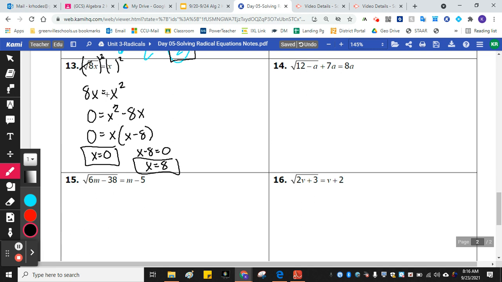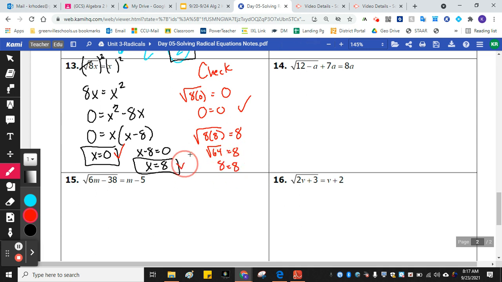And you should have done this in algebra. Hopefully you remember it. That was a big part of algebra. When you go to check your answer, you have to check both. So the square root of 8 times 0 equals 0. Well, that's true. 0 equals 0. So I know 0 is an answer. The square root of 8 times 8 equals 8. Square root of 64 equals 8. Yes, that's true. 8 equals 8. So both of those answers work.